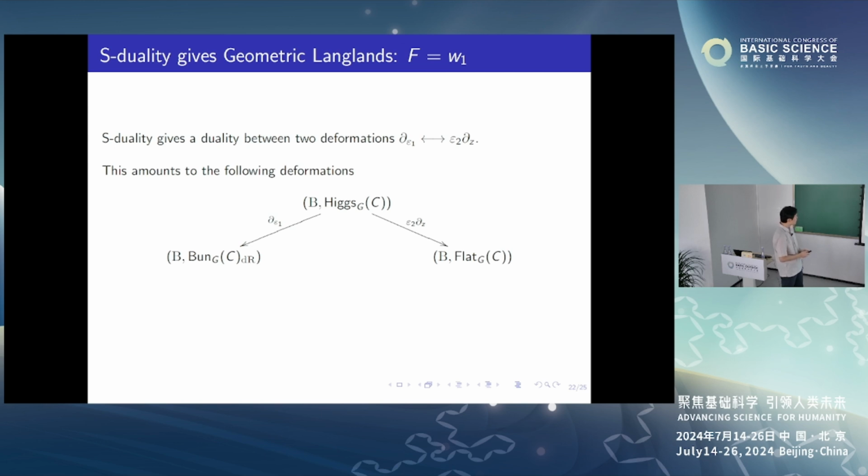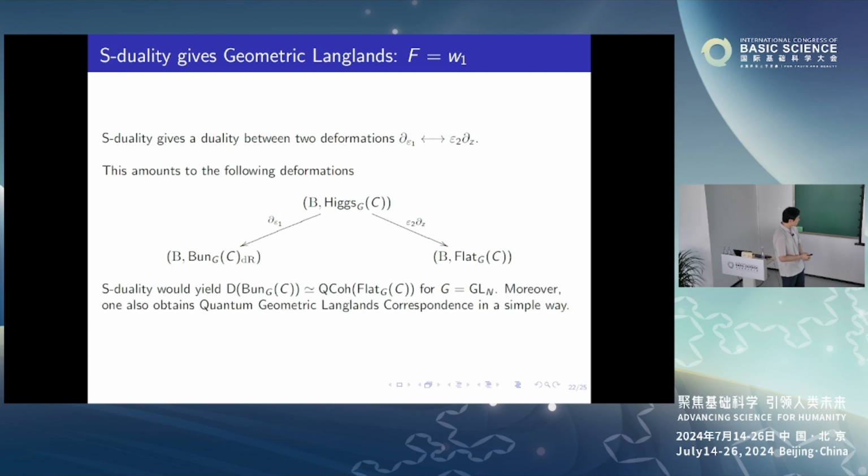And somehow, before deformation, I had what is called the Dolbeault geometric Langlands correspondence, which is also called the classical limit of geometric Langlands correspondence. And after this particular deformation, you get the usual geometric Langlands, the Beilinson-Drinfeld conjecture. And from this perspective, you can also obtain what is called the quantum geometric Langlands correspondence in a much simpler way than, let's say, Kapustin and Witten.